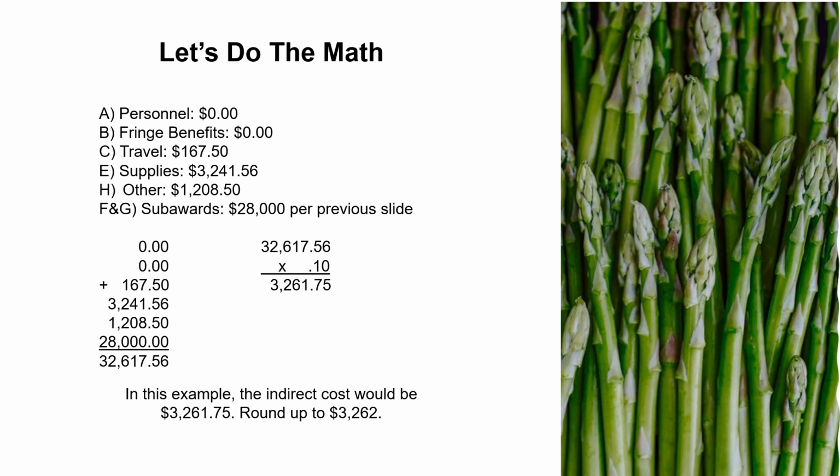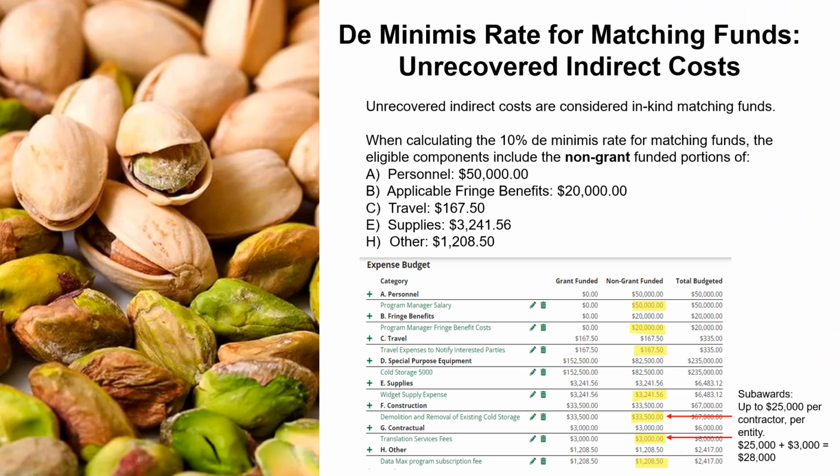$3,262. Applicants are also welcome to add what is known as unrecovered indirect costs to their in-kind matching funds. To do this, calculate the de minimis rate using the same rules, but this time for costs covered with matching funds. That is, the eligible components for unrecovered indirect costs include only the non-grant funded amounts. Unrecovered indirect costs also allow up to $25,000 per contractual entity paid with matching funds. You can see those numbers on the bottom right of this slide.